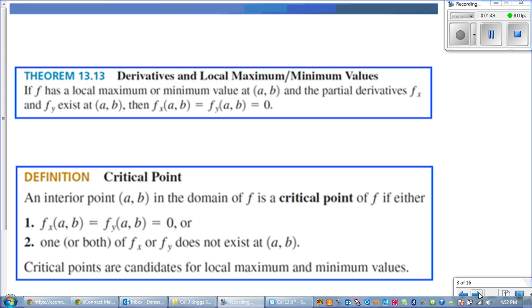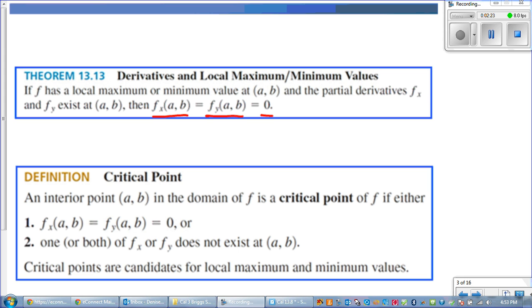Okay, so now if f has a local maximum or minimum value at a point (a, b) and the partial derivatives exist at (a, b), then the partial derivative with respect to x and the partial with respect to y evaluated at (a, b) must both be 0. Now, not every point where those partial derivatives are 0 will be maximums or minimums, but those are the candidates. Those are the places where, if there's a maximum or minimum value, it will occur at one of those points.